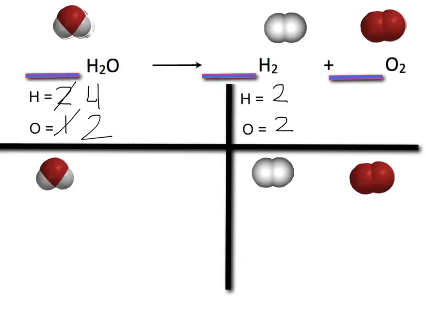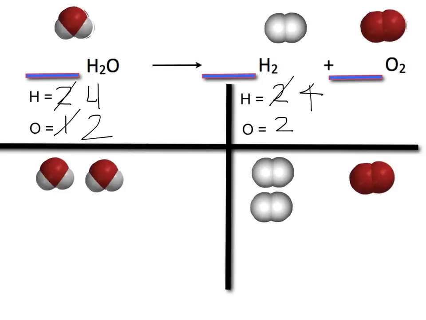So now we are going to bring down another H2O molecule. And on the right, we are going to rewrite it as 4 hydrogen and keep it the same for the oxygen, which is just 2. So we multiplied by 2 here and 2 here. So now our final answer is 2 H2O molecules, 2 H2 molecules, and just 1 O2 molecule.